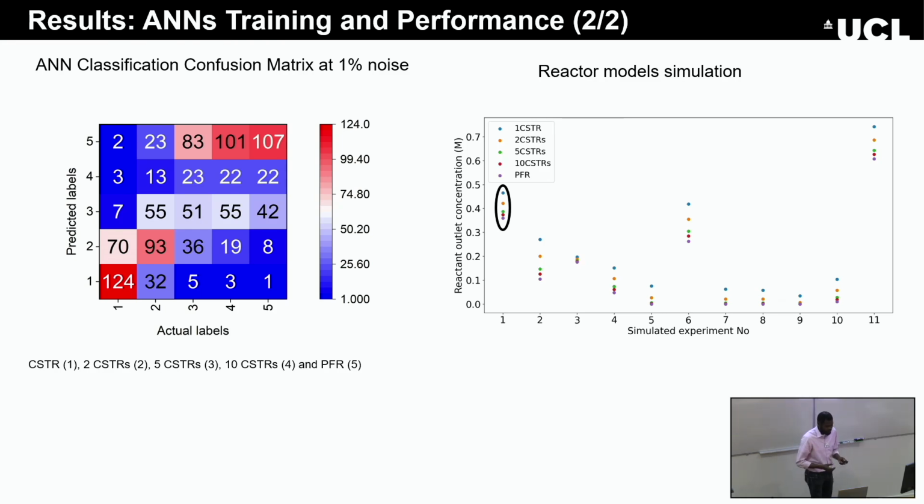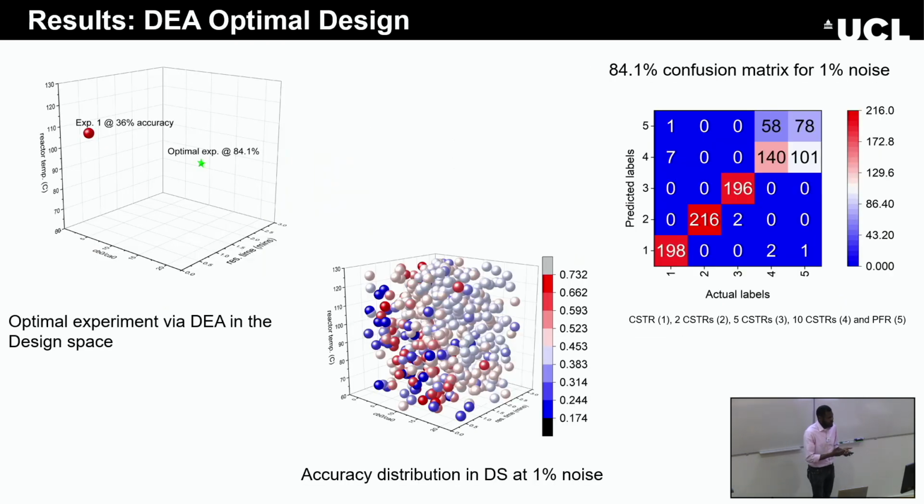to see if the performance of the ANN could improve. And we did that. We were able to move from 30% accuracy for that first experiment to 84.1% accuracy. And we can see the corresponding confusion matrix indicated. And then we can also see what the space distribution of accuracy is in the design space.